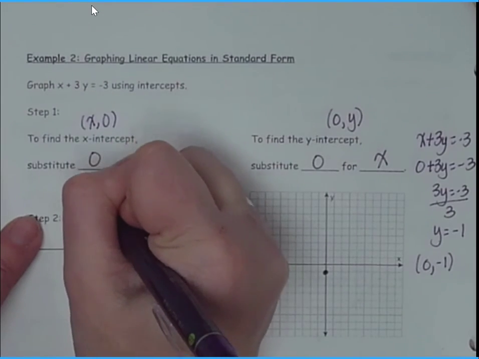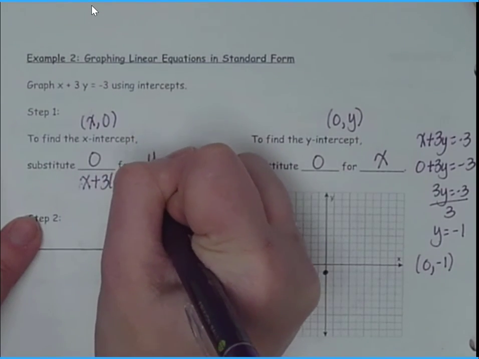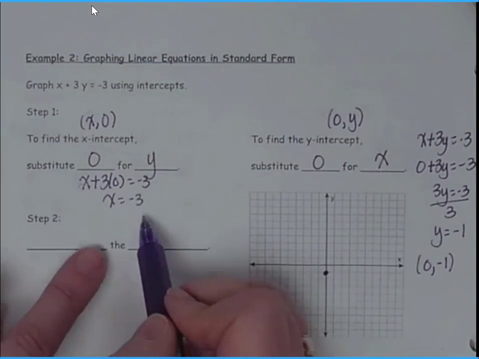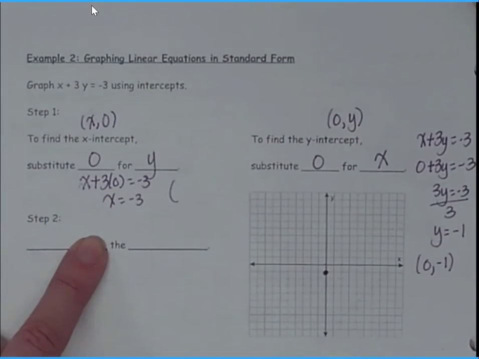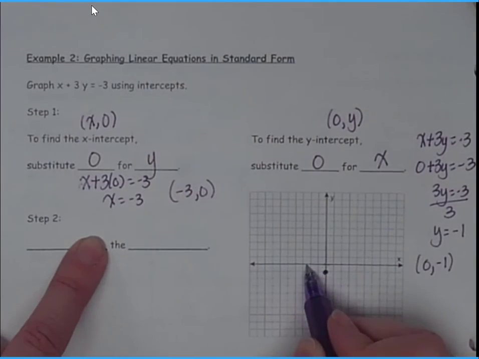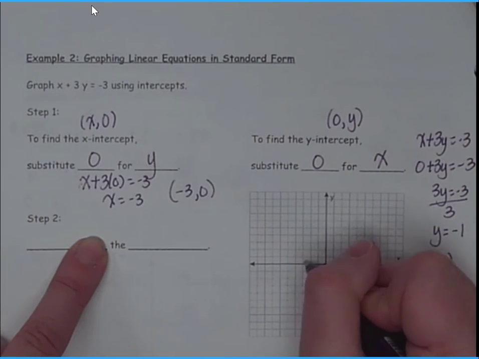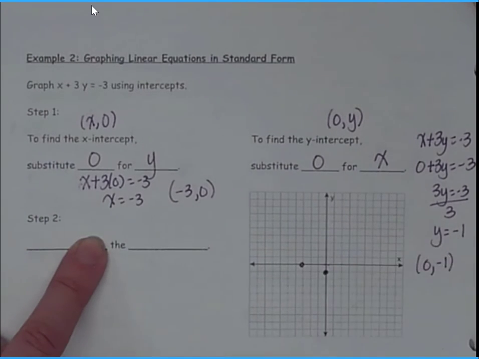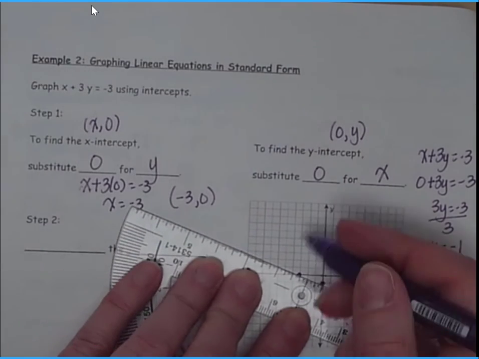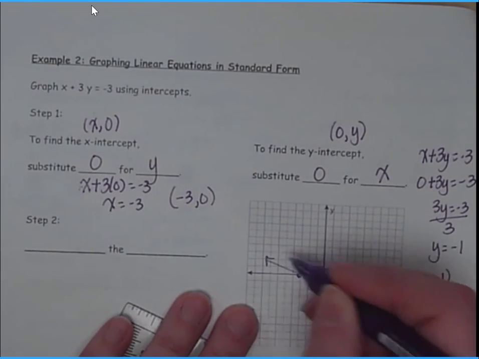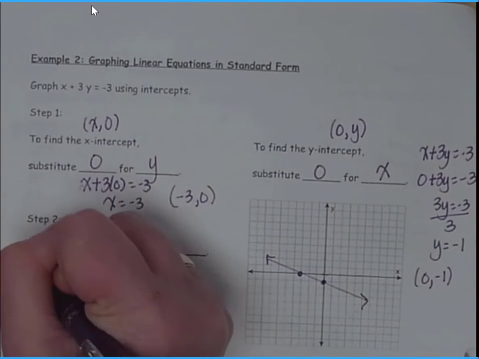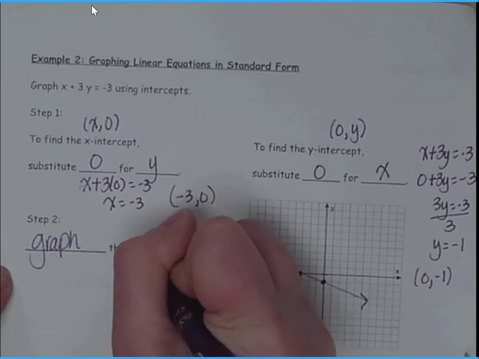So I have x plus 3 times 0 equals negative 3. So I have x equals negative 3. That means my x-intercept here is at negative 3, 0. So I'm going to move along the x-axis, negative 1, negative 2, negative 3, but not move up and down the y. Remember, your y-intercept is where it crosses the y-axis, and your x-intercept is where it crosses the x-axis. So my last step is to graph the equation.